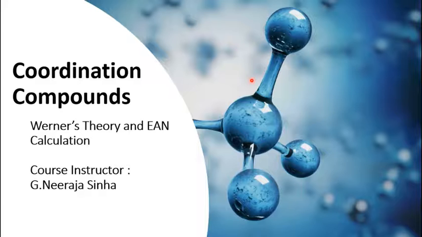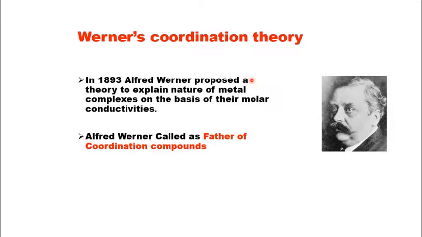This lecture is based on Werner's theory and EAN calculation. EAN means effective atomic number. So starting with Werner's coordination theory. In 1893, Alfred Werner was the one to propose the theory to explain the nature of metal complexes on the basis of their molar conductivities. So the experiments were conducted by Werner, and based on the molar conductivities, he could propose a theory that explained the nature of metal complexes. So Alfred Werner was also called the father of coordination compounds.